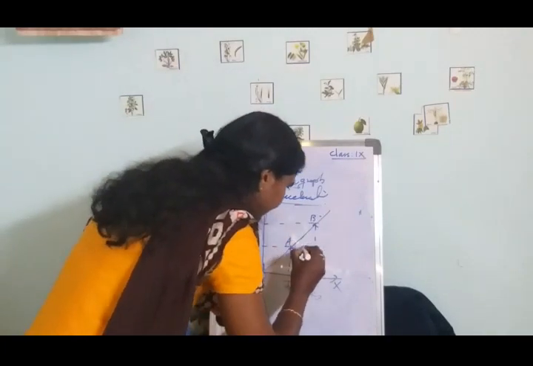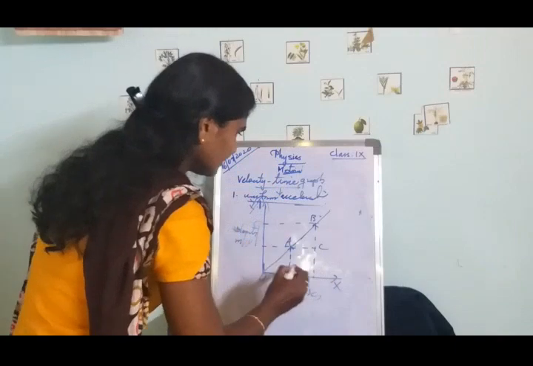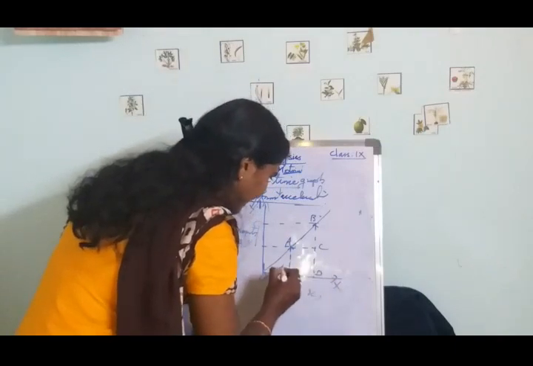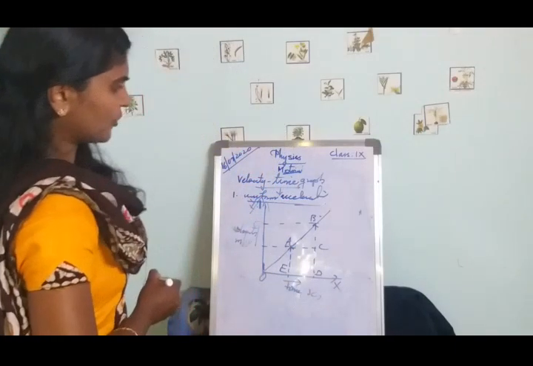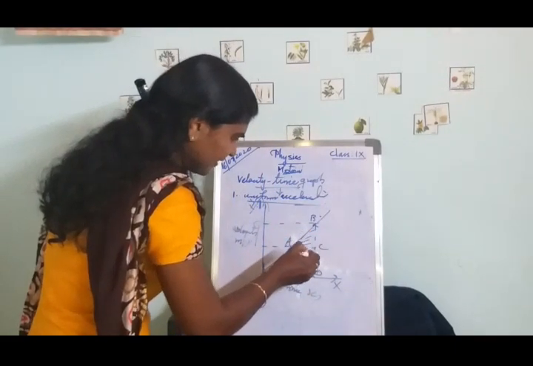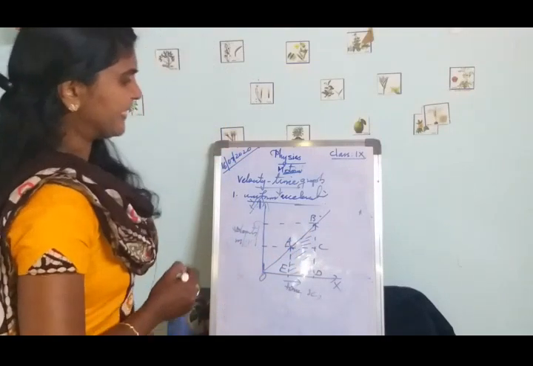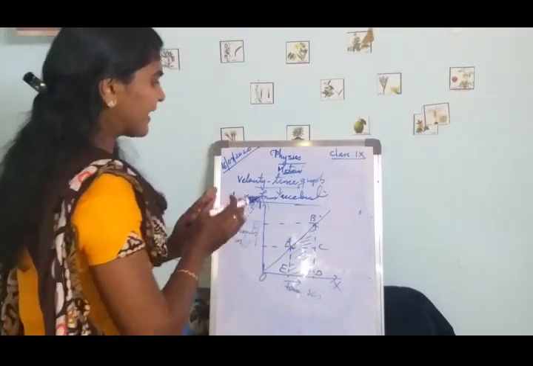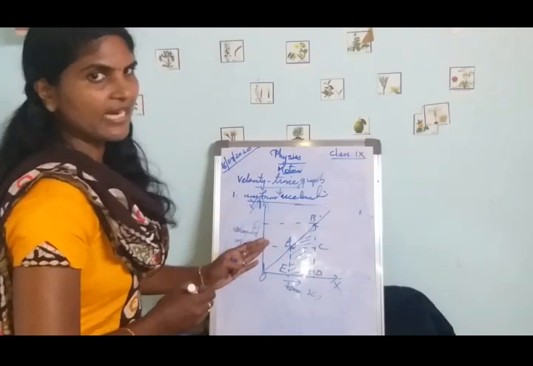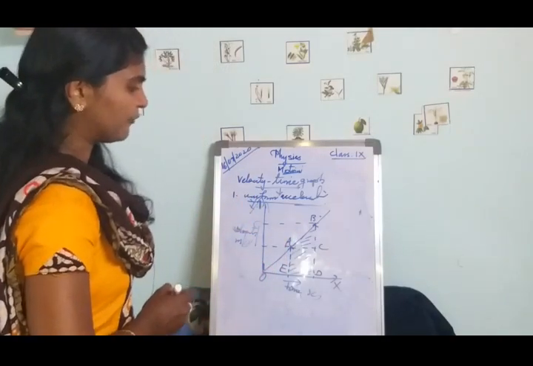Okay, and here we get a triangle ABC, then we can represent D and E. Here this shaded portion gives the area, that is the area under the velocity time graph. Then how can we calculate the distance travelled or the magnitude of displacement using this velocity time graph?